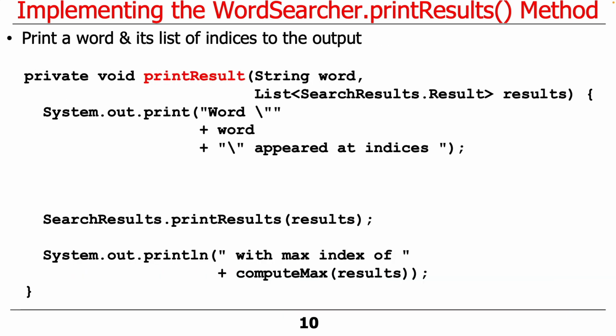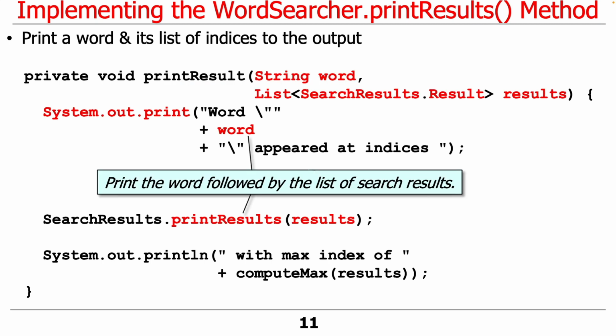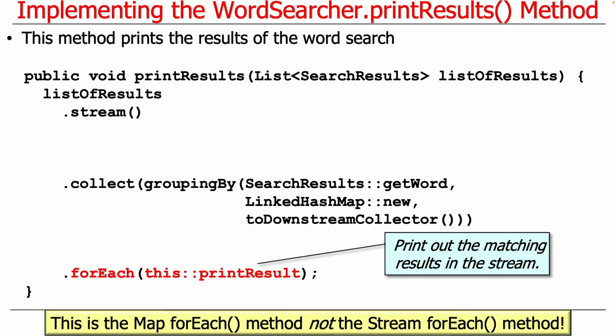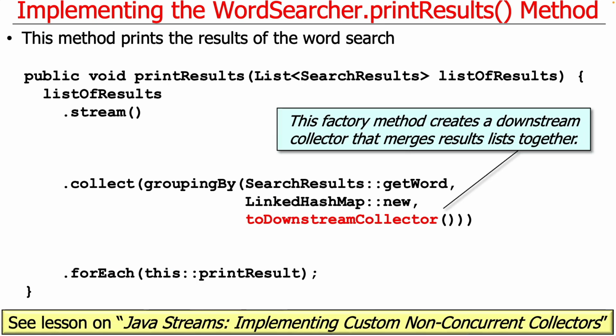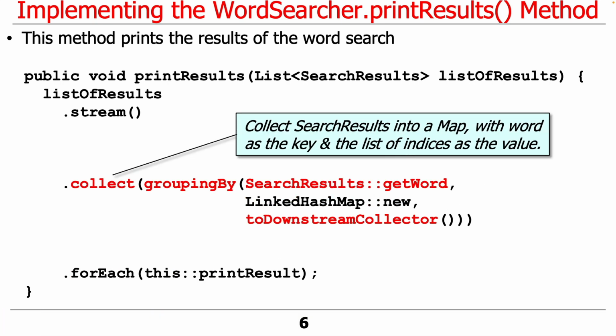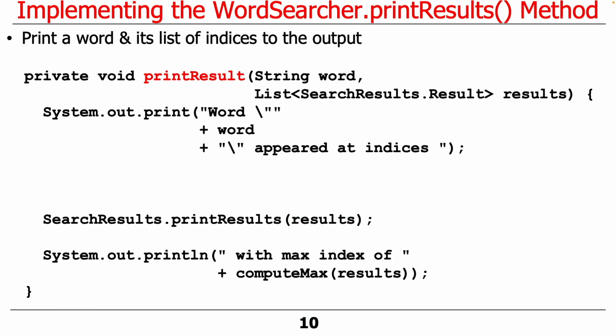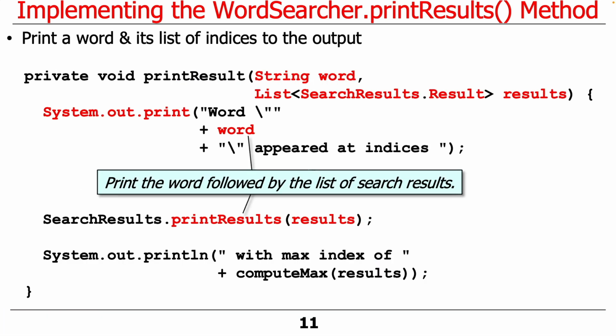So what printResult is going to do is take a word and a list of SearchResults.Result objects. The reason it does that is because those are the keys and the values in the map. The map creates this key-value mapping. A map is a mapping of keys to values. The keys are the strings, the words, and then we have the list of SearchResults.Result objects. So we print out the word like do, and then we print the results here. So we call printResults with the list of results.